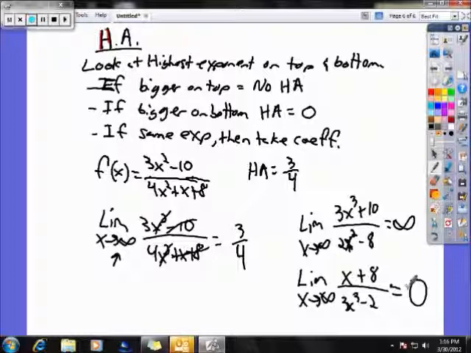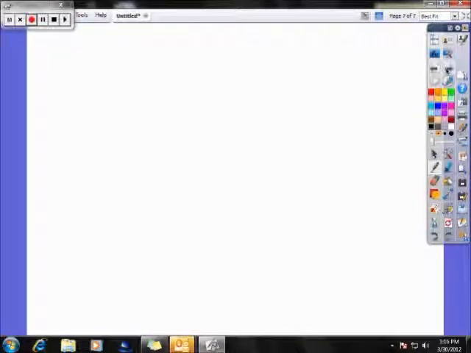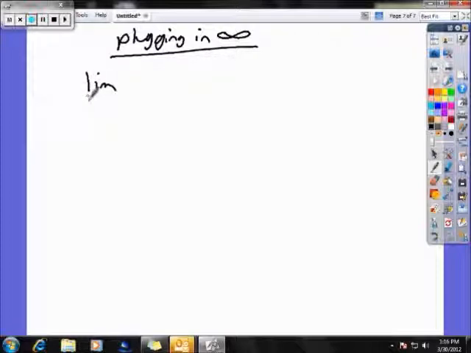And then we want to look at a couple problems where you actually have to think about it as if you are plugging in infinity. Okay. So, plugging in infinity. So let's say we have the limit as x approaches infinity of, we'll say, e to the x plus 1 over x.